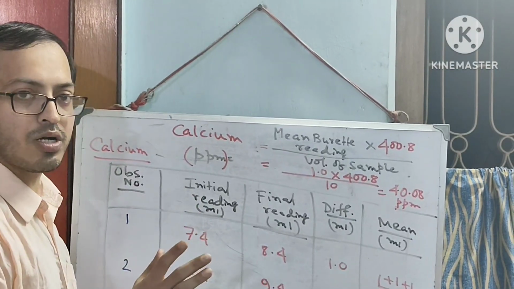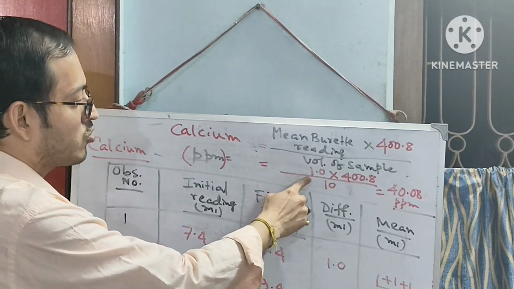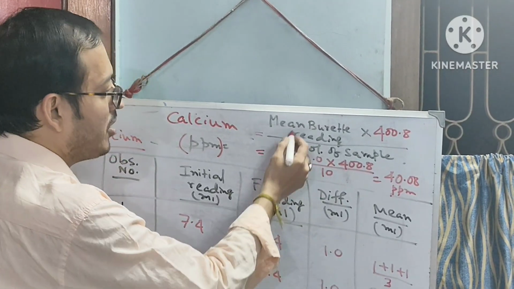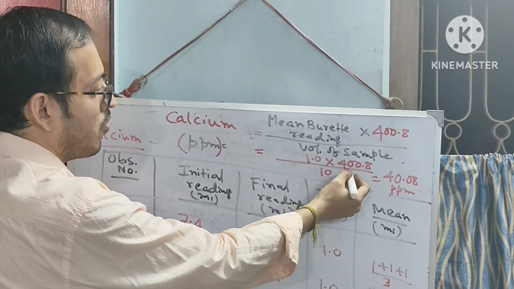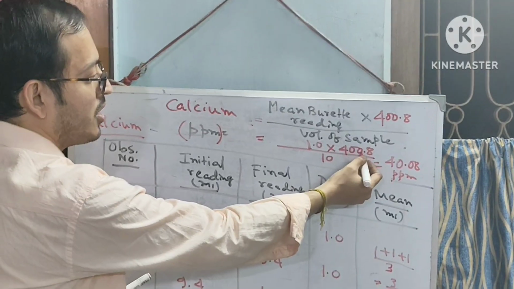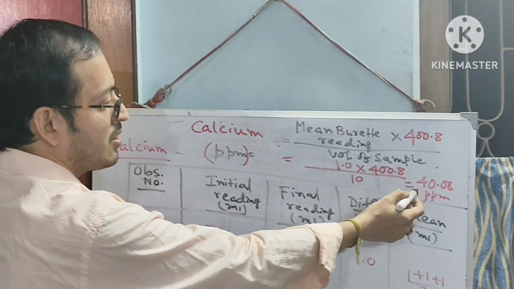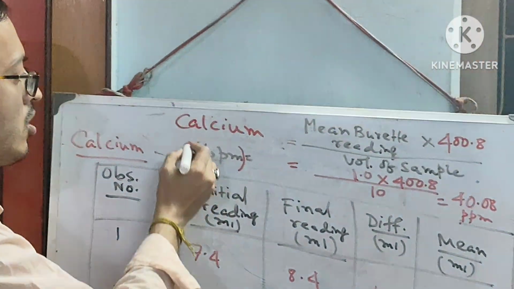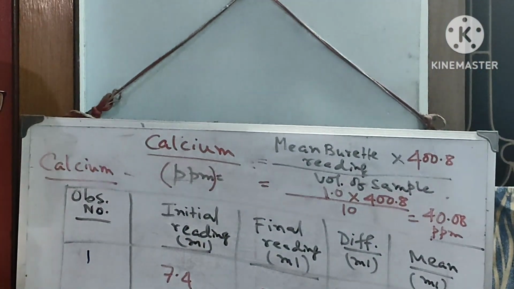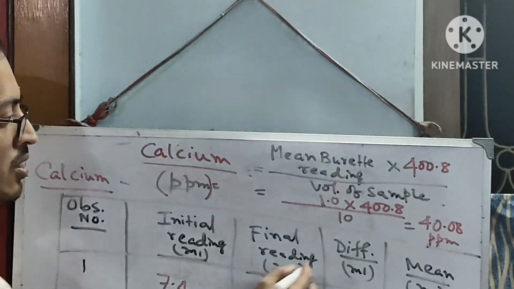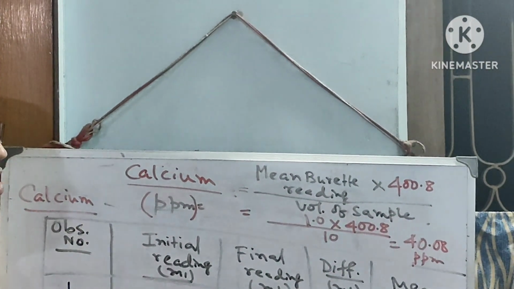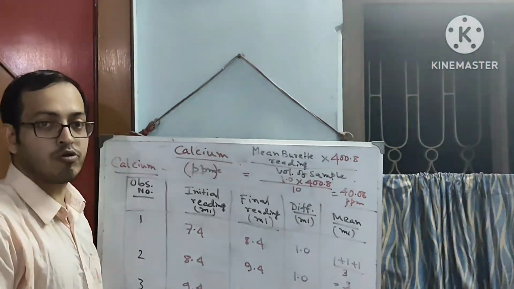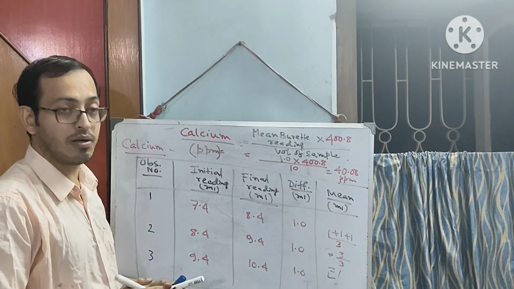So we did 10 ml of sample water for titration. So the formula will be 1 is the mean burette reading, 400.8 divided by 10, that will be 40.08 ppm. So the value for calcium from the given sample water is now 40.08 ppm. So we will now calculate the amount of magnesium.